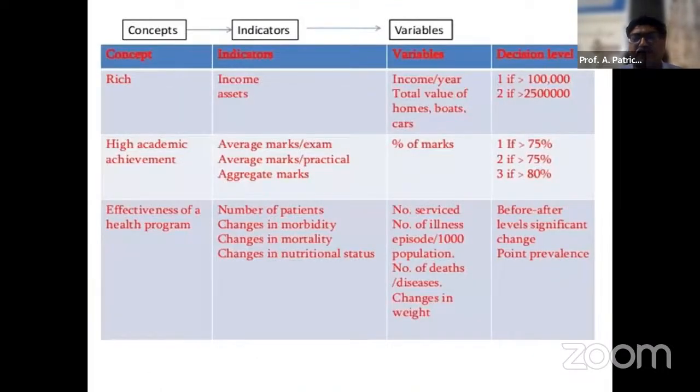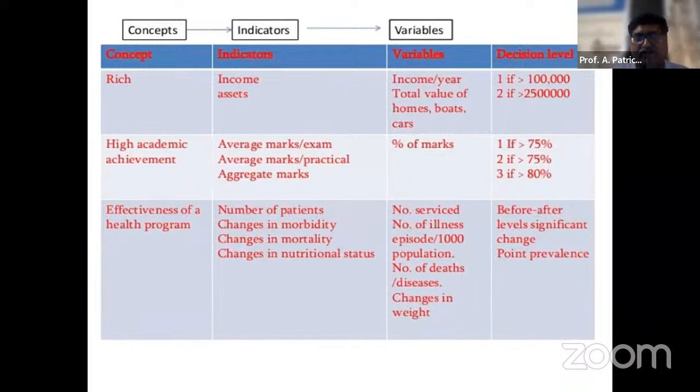Now, this is a concept that you have. You must know how to go about identifying. Let's say somebody said rich. What do you mean by rich? Is it income or the assets they possess? And what are the variables? These are two words that you have to get very clear. Things which can be measured and expressed in terms of numbers, we call a variable. And things which you can't express in numbers, we call an attribute, right?